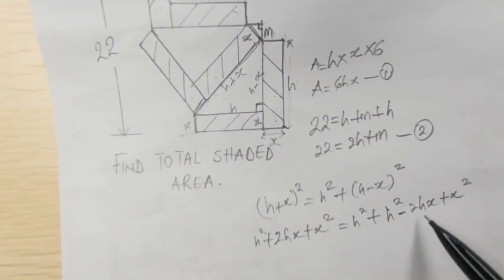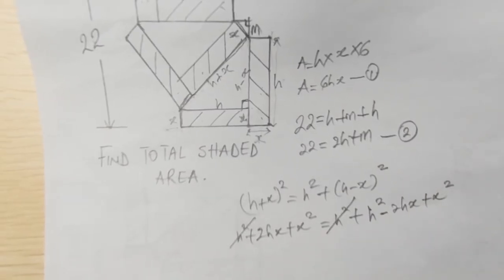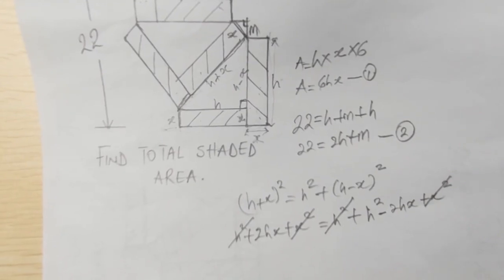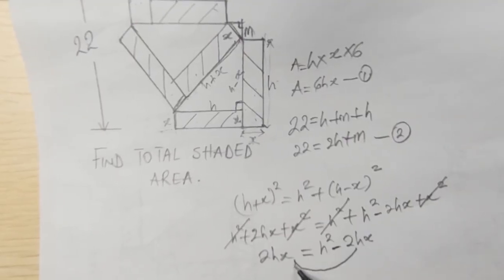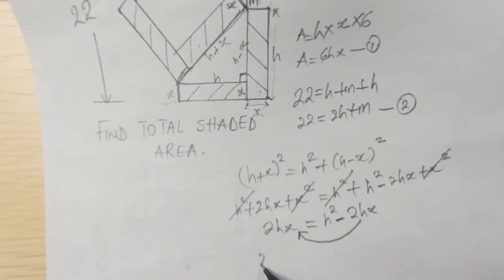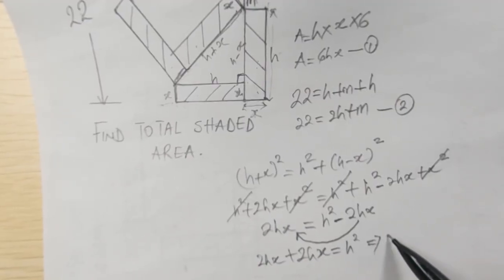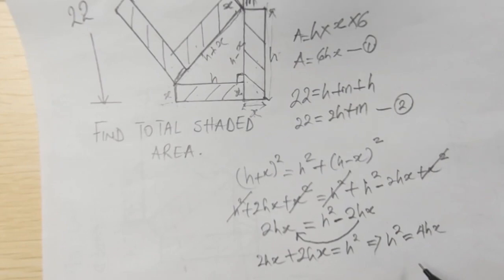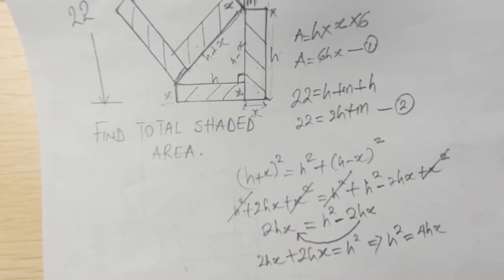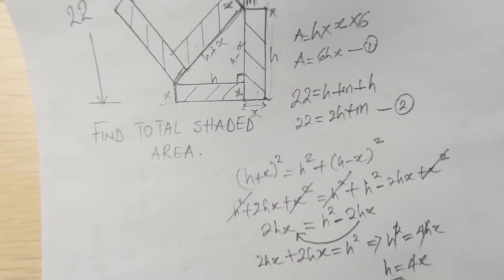Okay? So now from this, we can see that certain things can actually cancel out. So that can cancel out. That can also cancel out. So what do we have left? We have 2hx equals h squared minus 2hx. This can come over to this side and become positive. So then we have 2hx plus 2hx equals h squared, which becomes h squared equals 4hx. Right. So we can cancel out our h. So h is equal to 4x. Right.